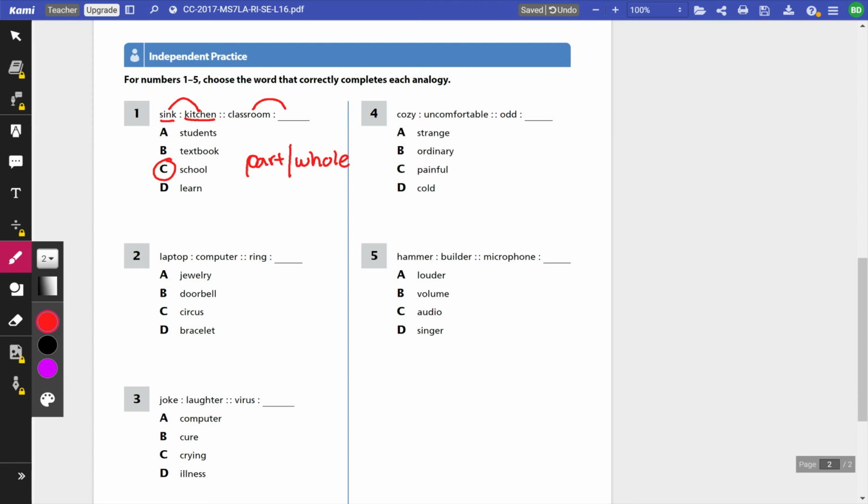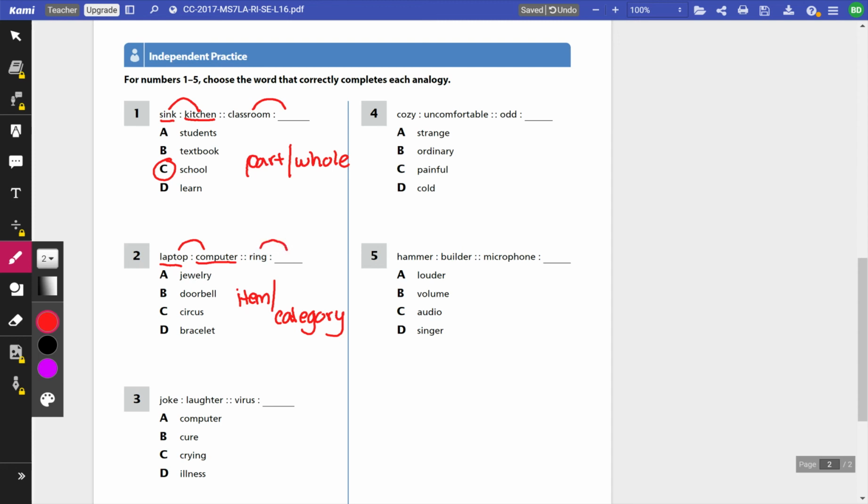So let's look at number 2 next. Laptop is to computer as ring is to blank. So let's look at the relationship between laptop and computer. So we have a laptop, which is a type of computer. So that lets me know that this analogy is item to category, because a laptop is always going to fall under the category of a computer. So that lets us know that the second half of the analogy also has to be item to category.